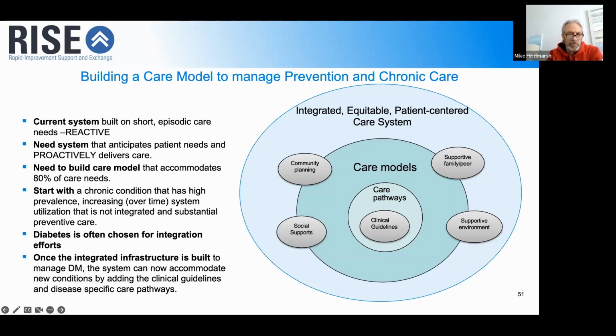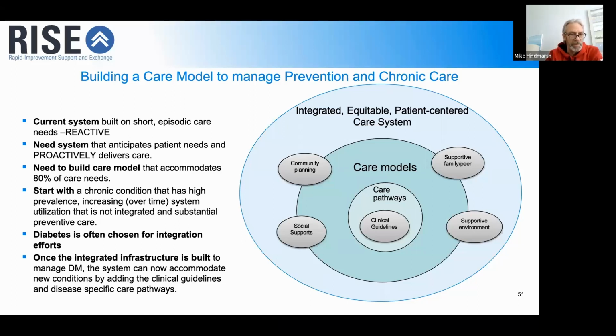So we know, when we look at the model that Rob presented earlier, we have our larger system here, and the care models are what you're going to be building, the integrated care models. Part of those models will be care pathways, disease-specific possibly, and certainly disease-specific guidelines. But in the past, we typically started with guidelines and then tried to build the system out. And that doesn't work well because of the obvious comorbidities that patients have.